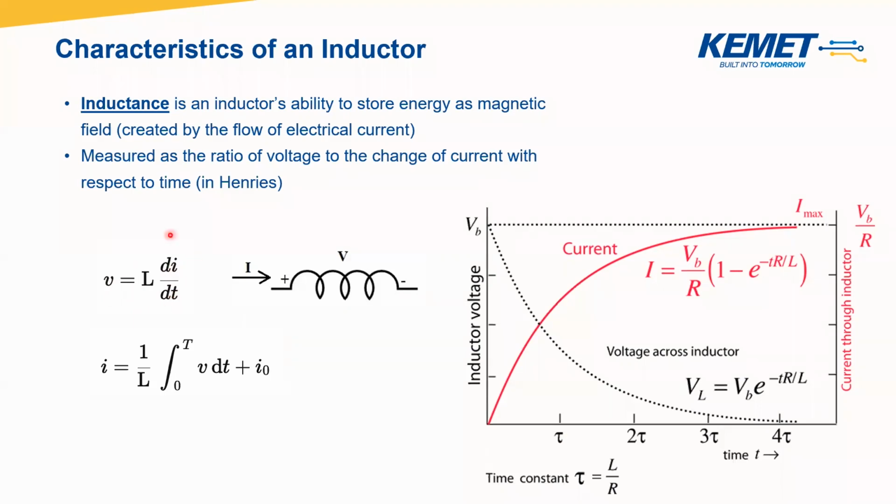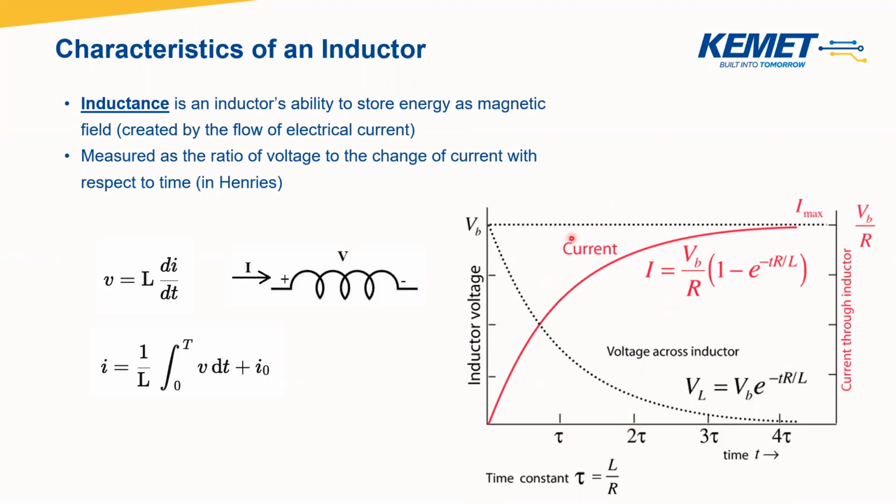So it's basically the ratio of voltage to the change of current with respect to time. As some of you may already know, this is a differential equation that we can simply solve for I, and we get this nice expression that tells us that I through an inductor equals 1 over L times the integral of V dt, the integral of voltage with respect to time, plus I naught. And I naught here is the value of current at time equals 0.